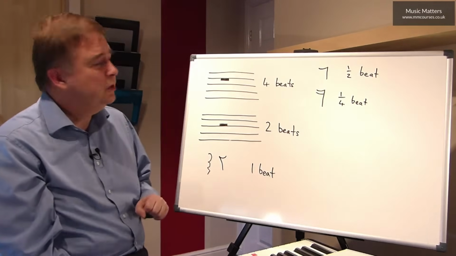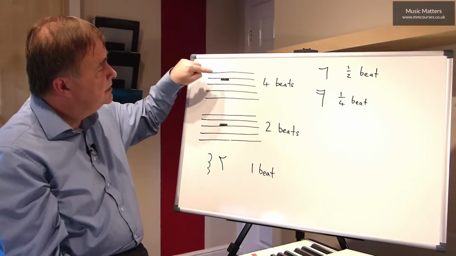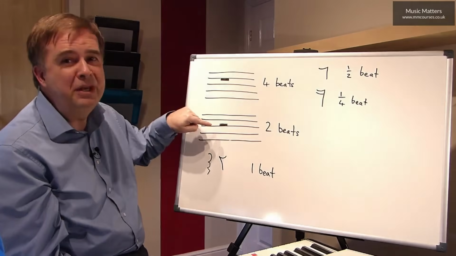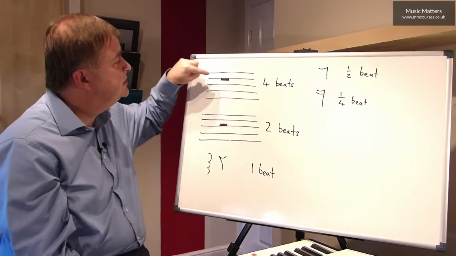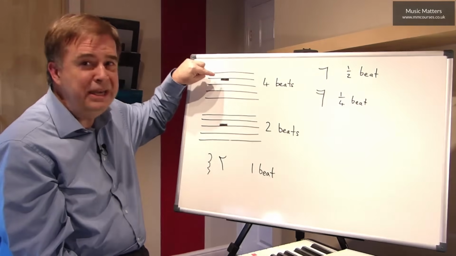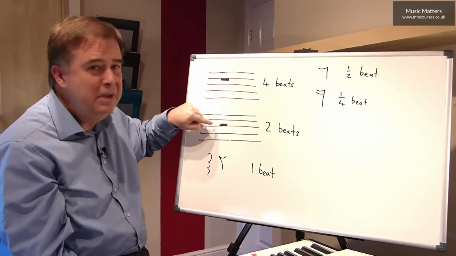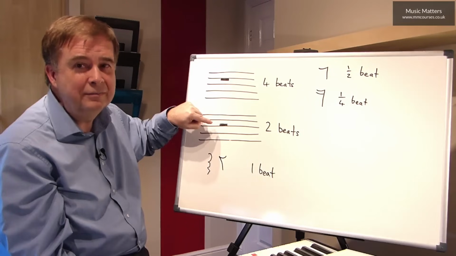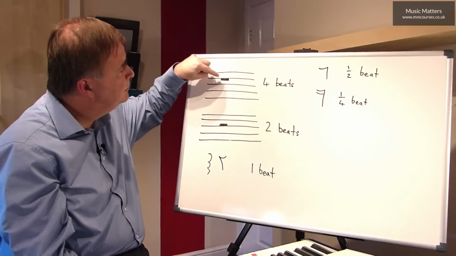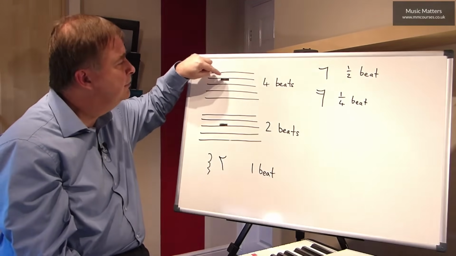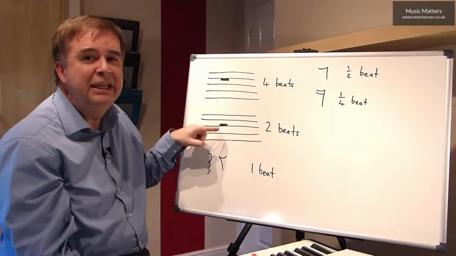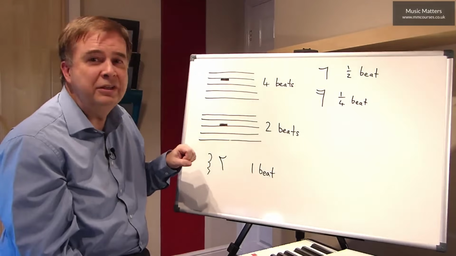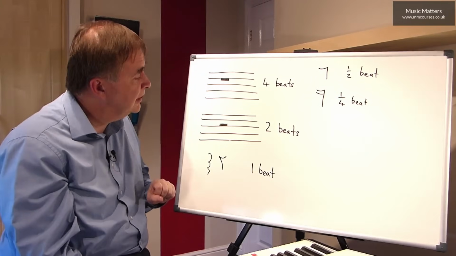The main confusion with rests is between the semibreve rest and the minim rest. So here's a little way to try and remember it. Semibreve, suspended; minim, mounted. You see, the semibreve rest is suspended from the fourth line. It hangs down from the fourth line. The minim rest is mounted on the third line. It sits on that third line.